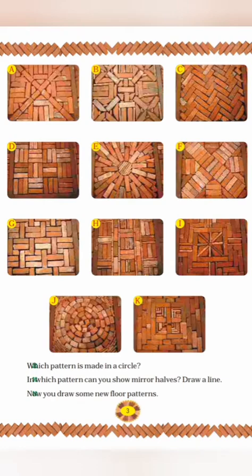Circle means a closed curve. It has no corners. So you can see in picture J, there are so many circles. So we can say picture J is made in a circle.